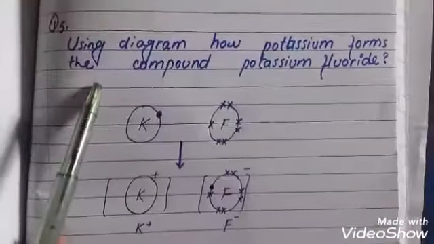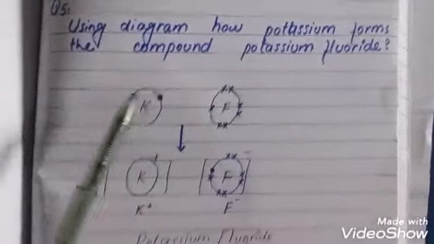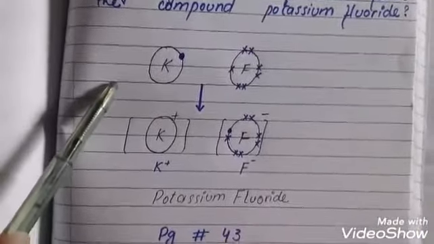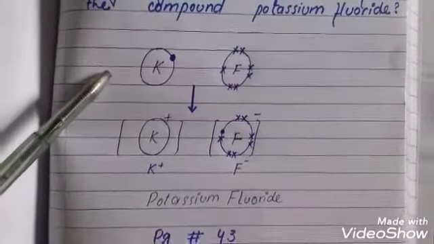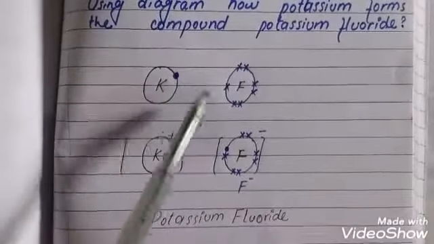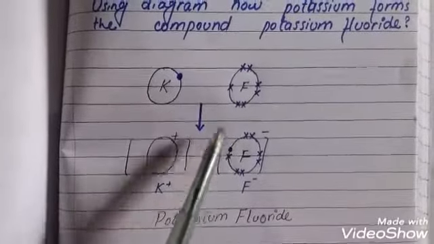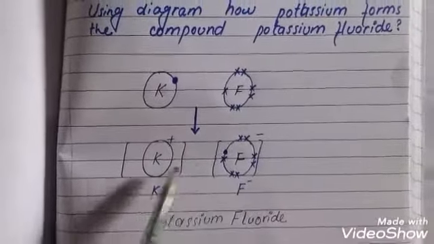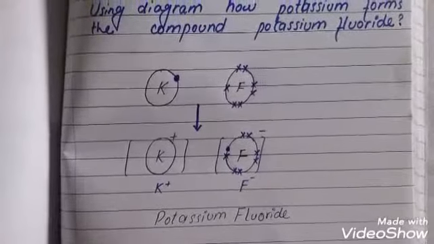Fifth question, using a diagram, show how potassium forms the compound potassium fluoride. This is the diagrammatic representation of potassium fluoride. This is a chemical reaction. Potassium loses its only 1 electron, and fluorine gains it, because fluorine has 7 electrons in the outer shell. Now it becomes 8. Potassium gains a positive charge, fluorine gains a negative charge.